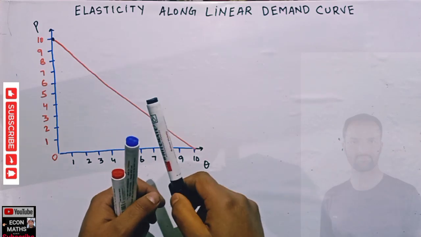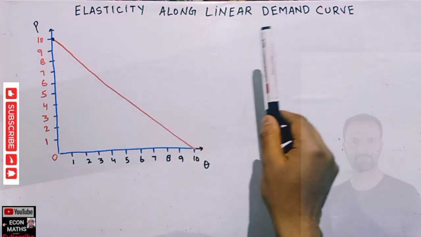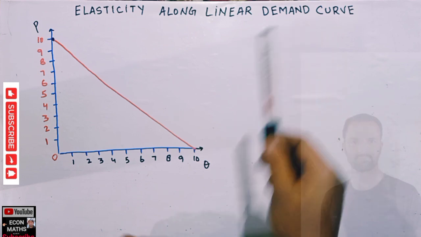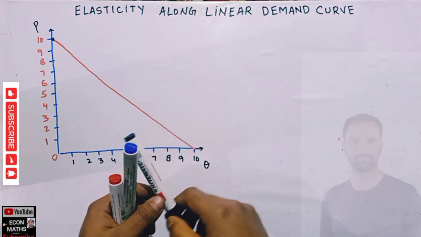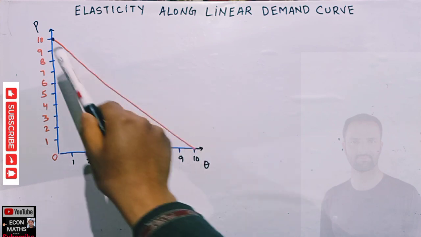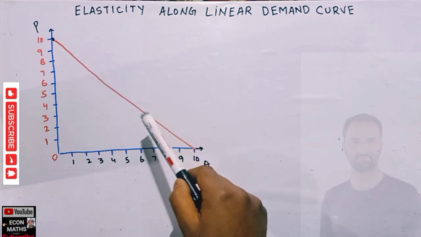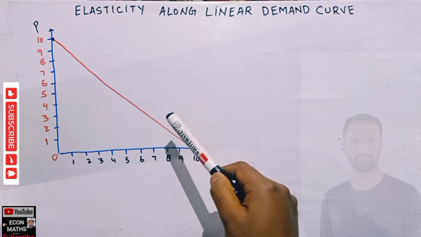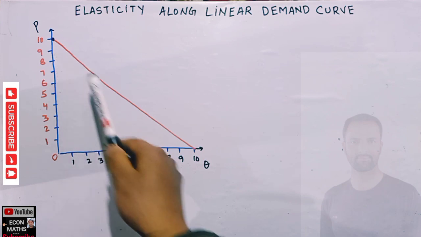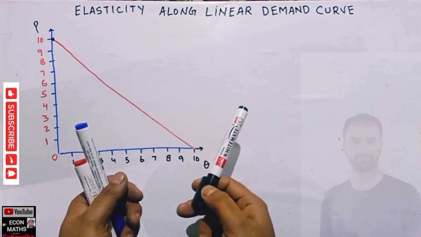In this video, we will talk about the elasticity along a linear demand curve. Okay, what is the elasticity along a linear demand curve? Many students think that, okay, we have a linear demand curve, its slope is constant, that means its elasticity along this linear demand curve will also be constant, but that is not the case. Elasticity along this linear demand curve changes.